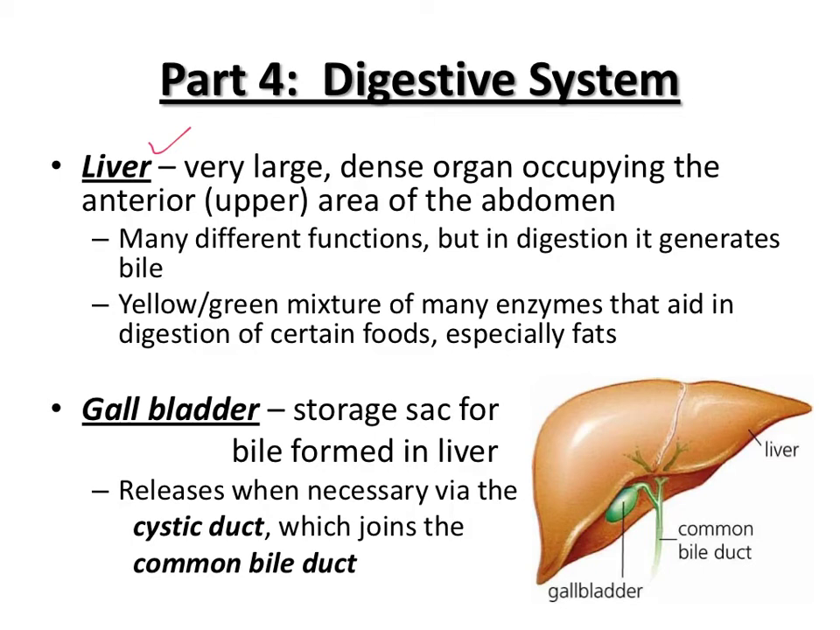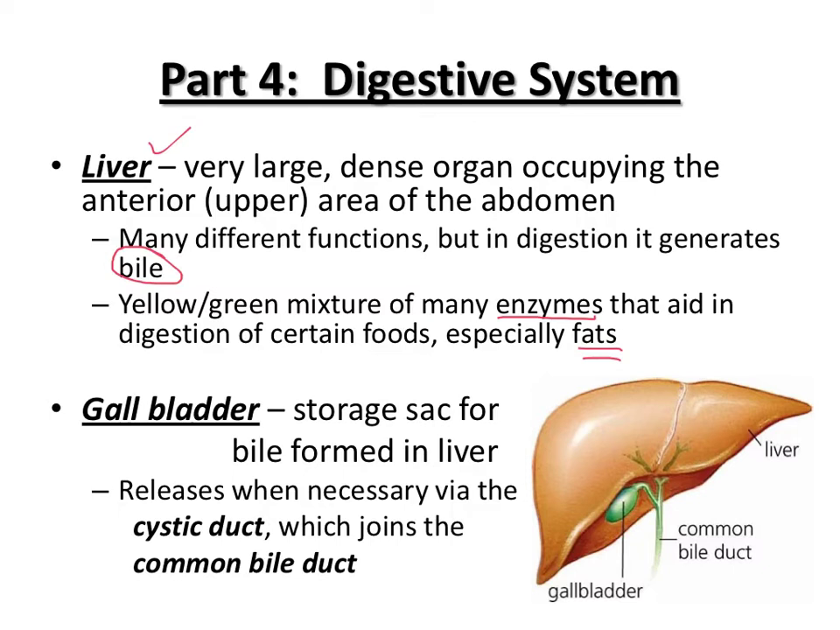And in digestion, the liver forms what's called bile. And this is sort of a yellowish, greenish colored liquid that is full of enzymes that help you digest certain foods, especially fats. So the liver is very important in digesting fats. The pancreas helps you digest carbohydrates and proteins a little bit more.